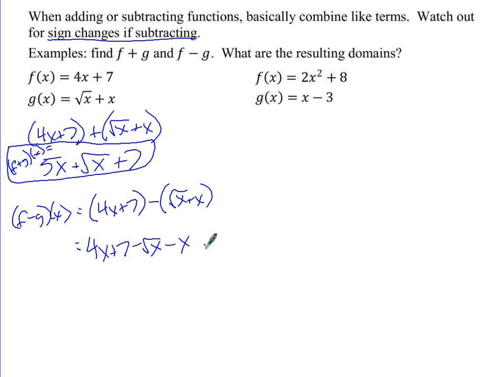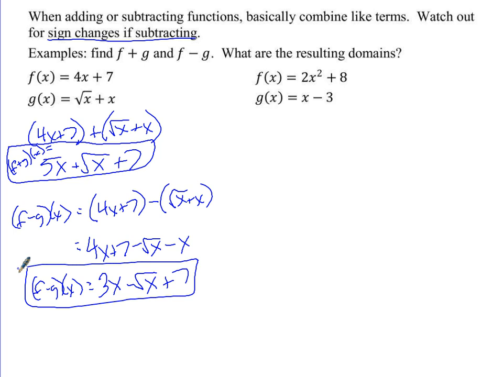And then I combine like terms. So I have f minus g of x equals 4x minus x this time is 3x minus the square root of x plus 7. So that's the answer there.